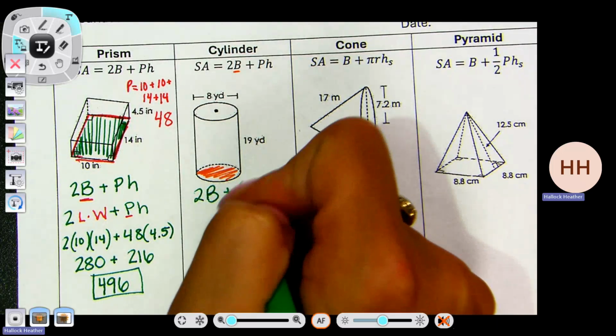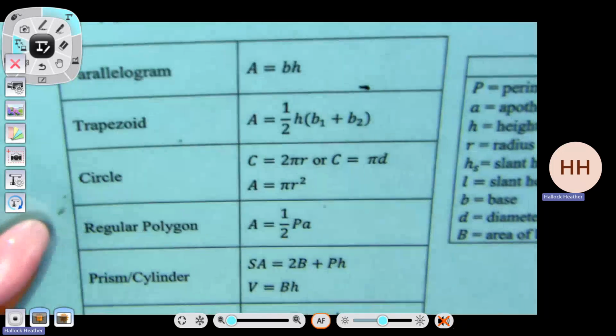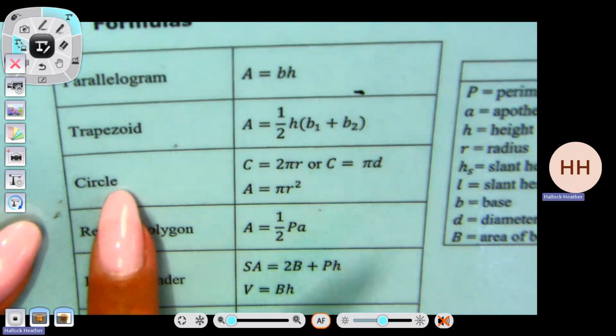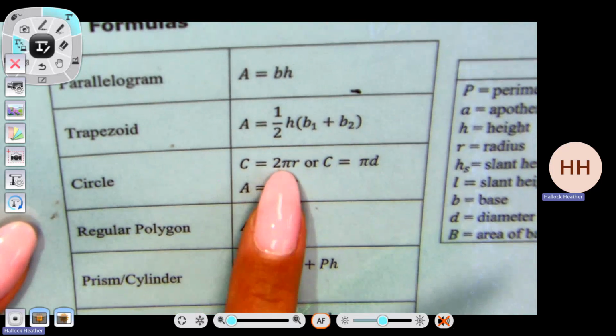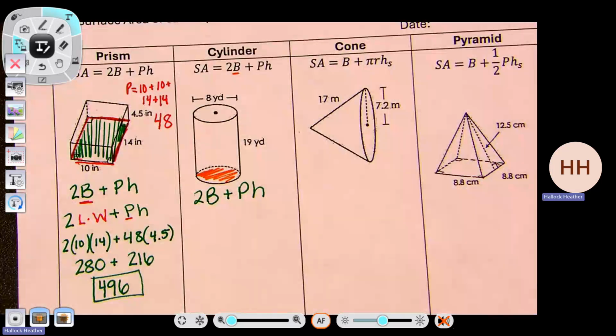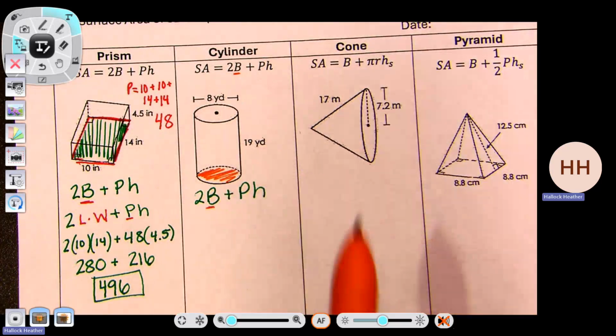Pi r squared. And if you don't know that, you would look at your circle. Your circle has a couple formulas. You have area is pi r squared. You have circumference, which is 2 pi r or pi d, doesn't matter. So we're gonna replace big B with pi r squared.